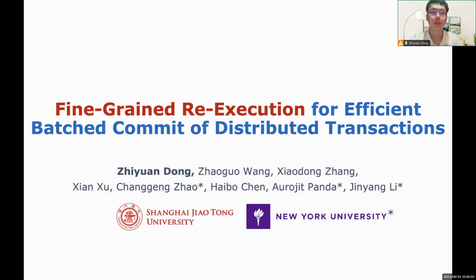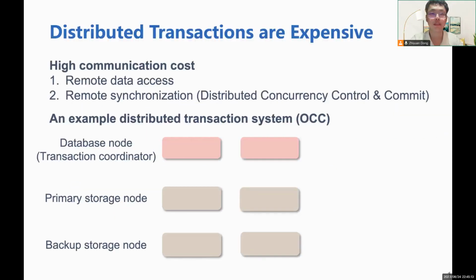Hello, I am Zhiyuan. Today we'll introduce how fine-grained re-execution improves the performance of distributed transactions. This is a joint work of Shanghai Jiao Tong University and New York University.